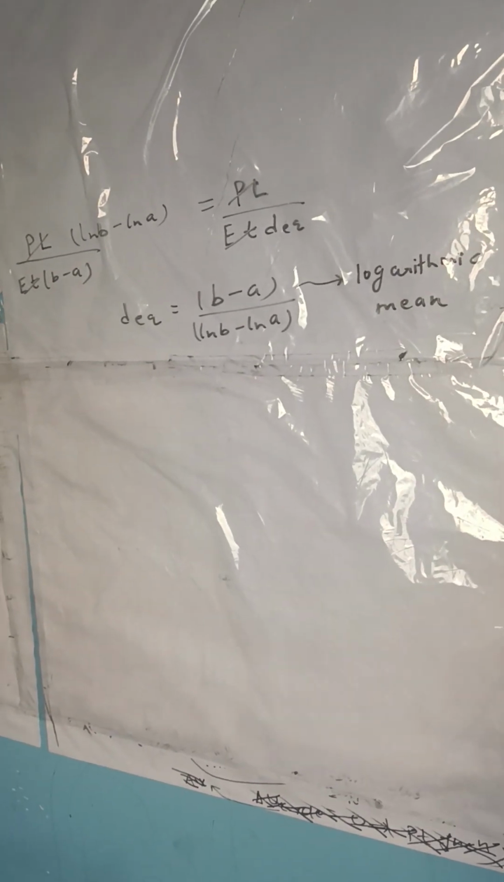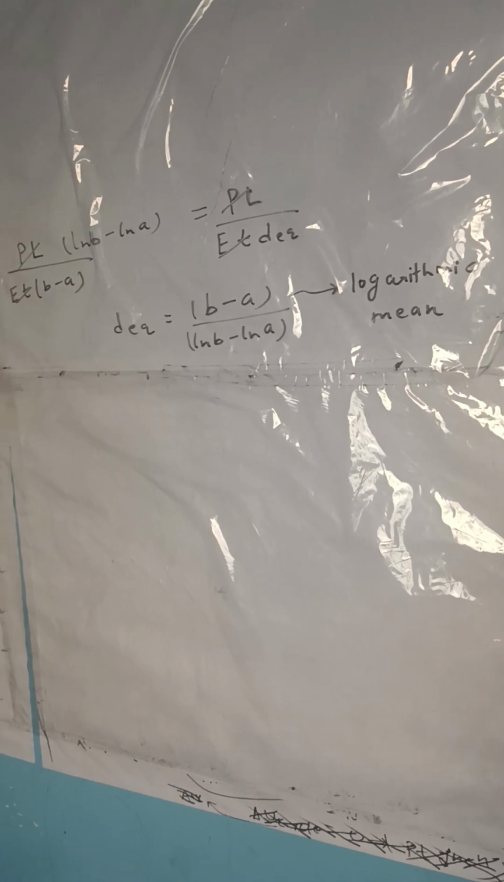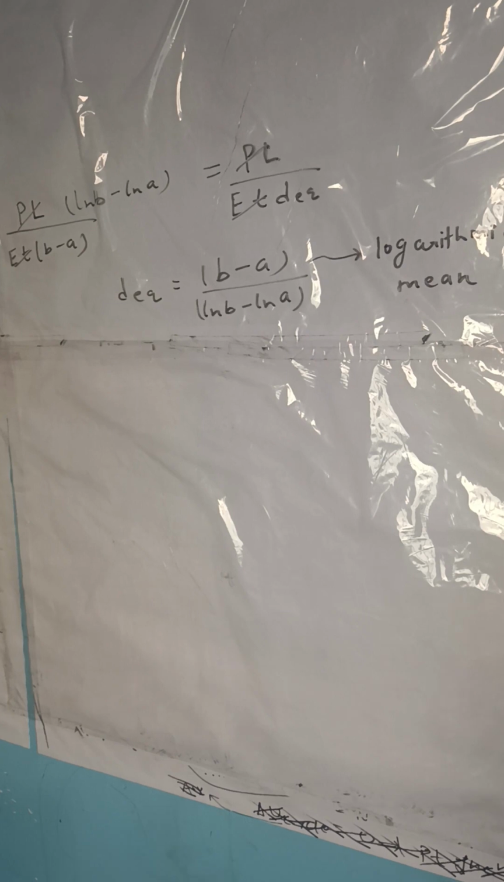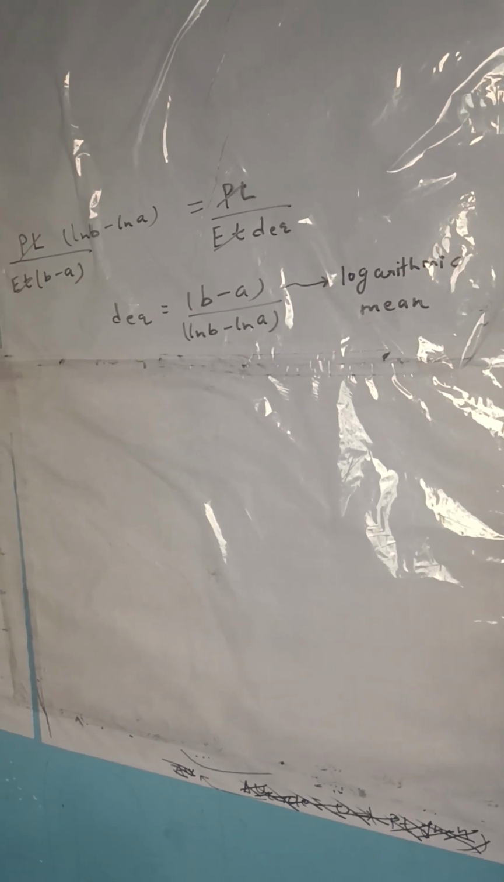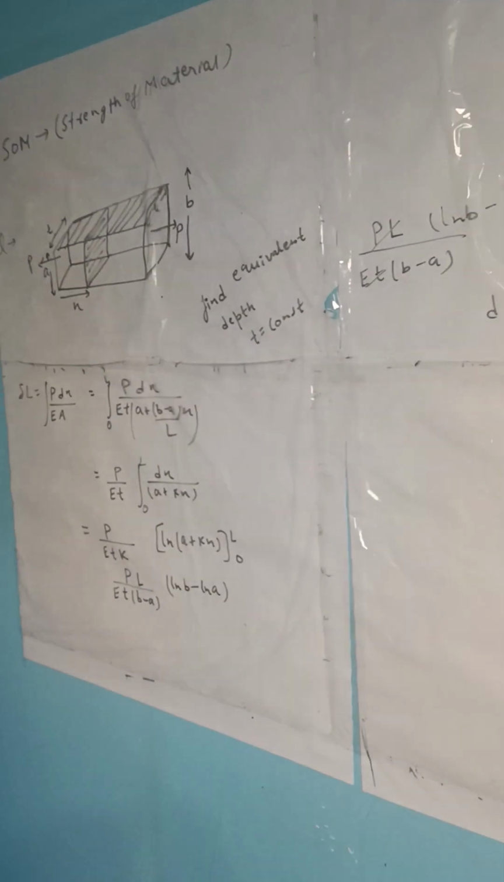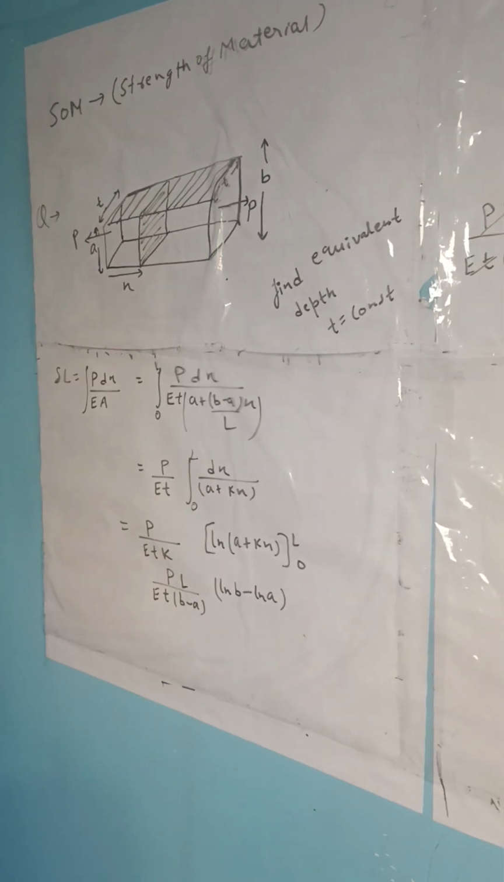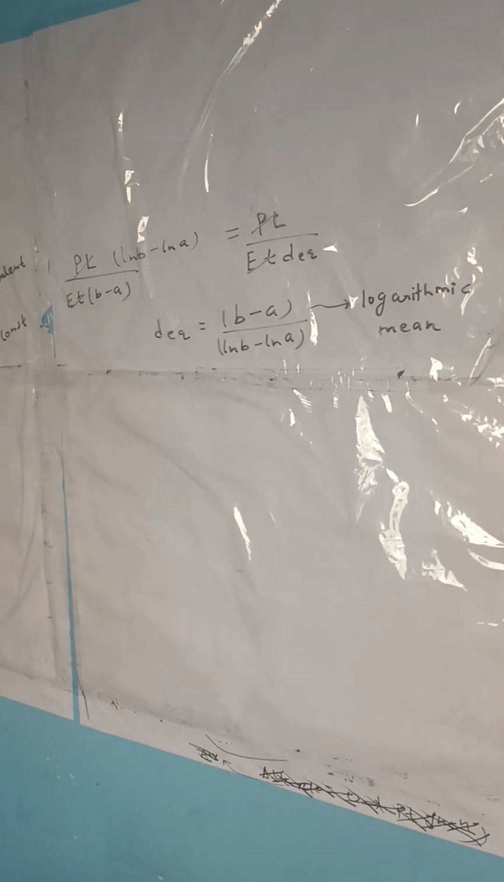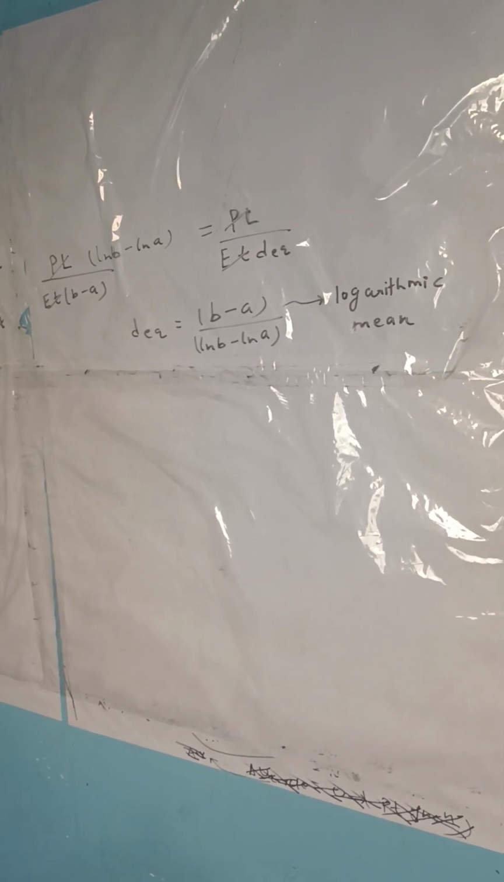So the equivalent depth is the logarithmic mean of the two depths at the leftmost and rightmost ends. So (B minus A) upon (ln B minus ln A) is there. So this is the complete question. It is an important question, and this is called the logarithmic mean of two numbers: the difference upon their logarithmic difference. It is the logarithmic mean. So the equivalent depth will be the logarithmic mean for a member of constant thickness and linearly varying depth.